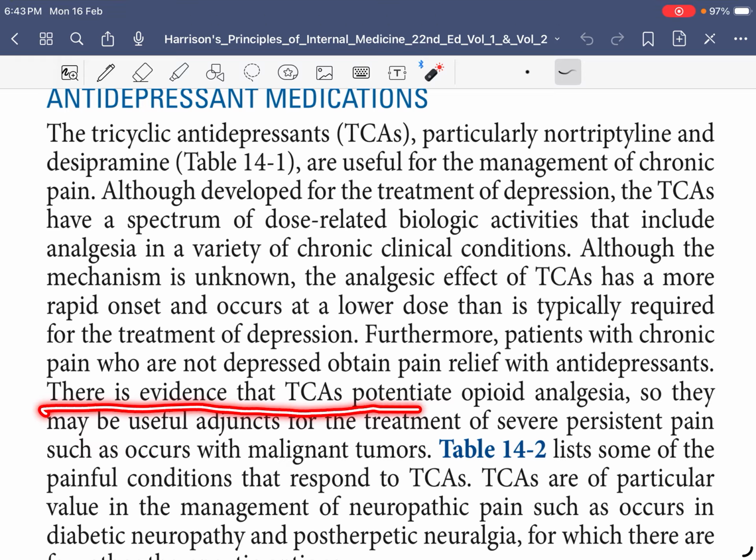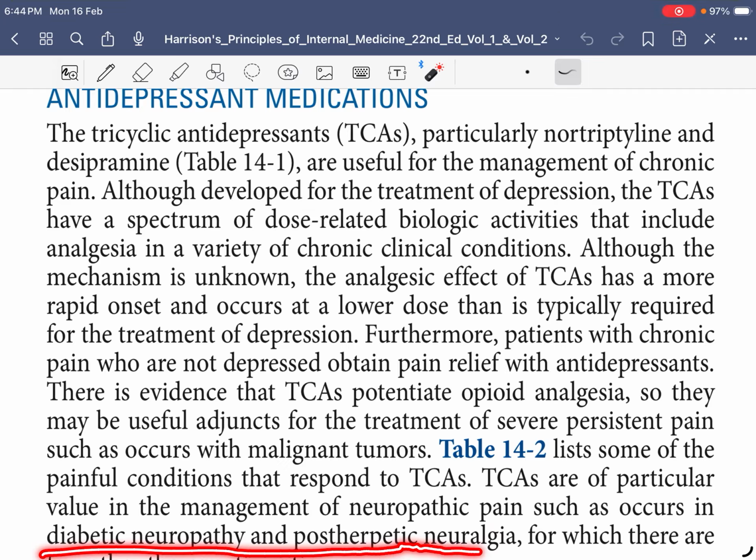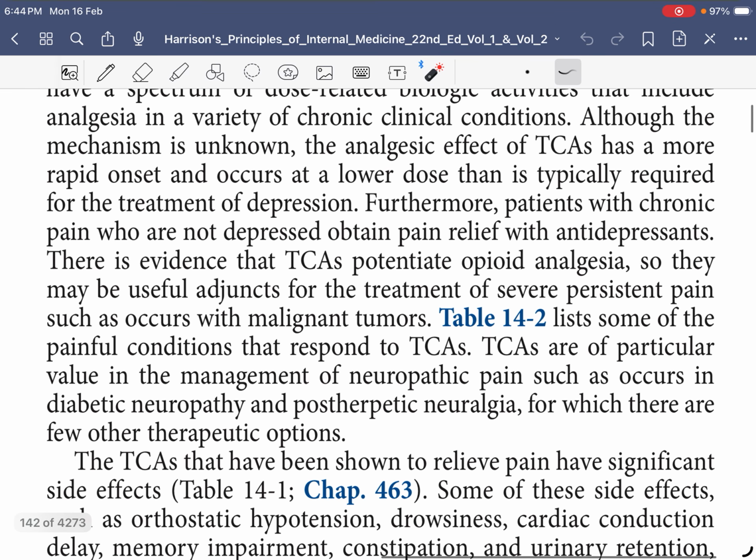There is evidence that TCAs potentiate opioid analgesia, so they may be useful adjuncts for the treatment of severe persistent pain such as occurs with malignant tumor. Table 14.2 lists some of the painful conditions that respond to the TCA. TCAs are of particular value in the management of neuropathic pain such as occurs in diabetic neuropathy or post-herpetic neuralgia, for which there are few other therapeutic options.